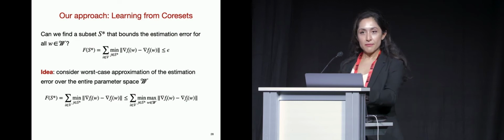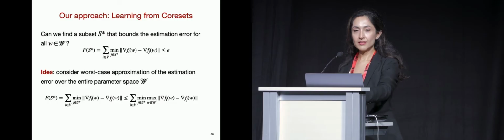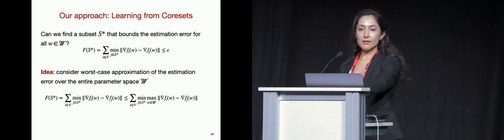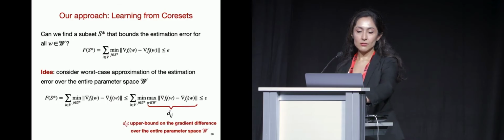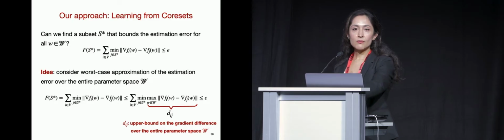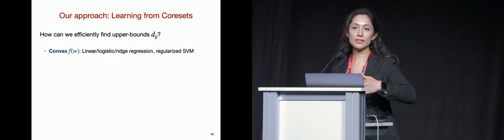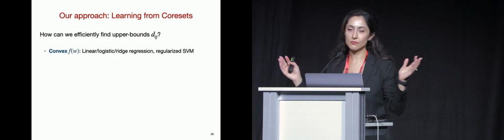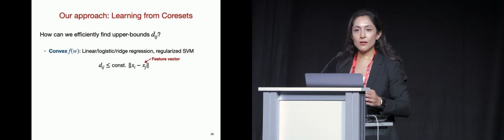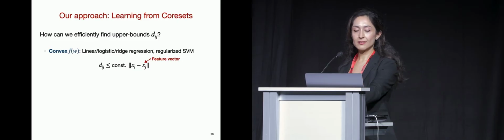So if we can upper bound these pairwise gradient similarities for all the W, then we can get rid of this dependency on W, right? And we get this new objective function, which is an upper bound on the original function. Now we can solve this new objective function, which doesn't depend on W, right? This is using the worst case pairwise difference between gradients for all the W. Okay, let's call this Dij, and our new problem is solving this sum of Dij's to be less than epsilon.